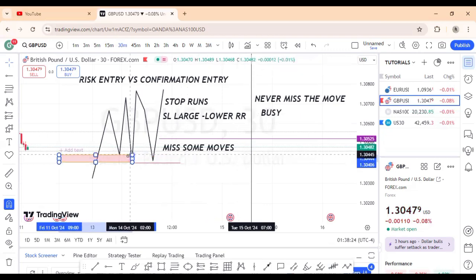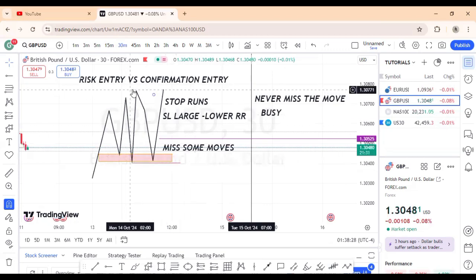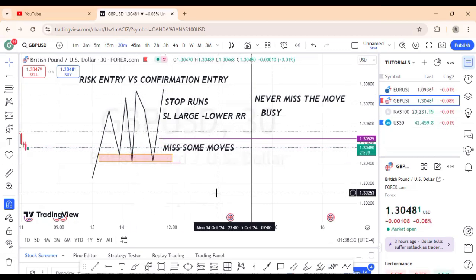You're going to really miss some moves, right? Because like in this example, price just came and then moved higher. You're going to miss it. If you use confirmation entry, you'll miss out on some moves. You'll not be able to capture some moves.